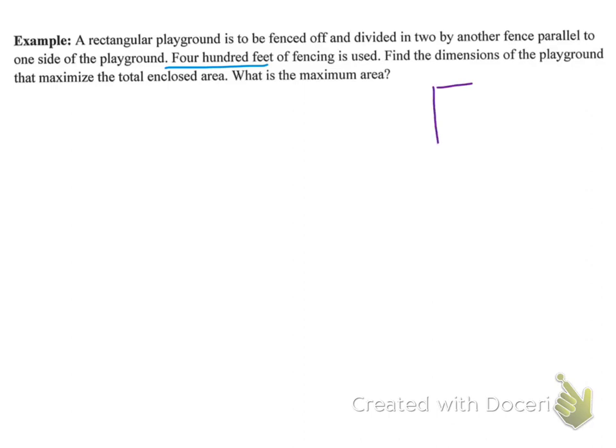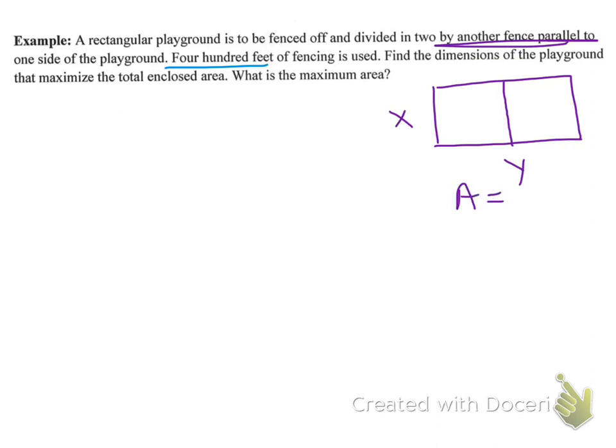So let's just draw a little rectangular region off to the side to give you a visual. We'll call this side X, we'll call this side Y. One of the sides is fenced off with a third side parallel to the one side. So if I draw it like this, I now have two regions for this playground. So what we're trying to maximize is the area, which will still be X times Y. The perimeter will be different. I'm now going to have 3 X's and 2 Y's, and that's equal to my 400.